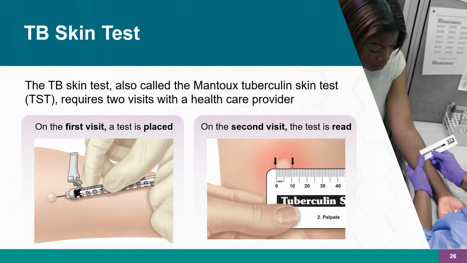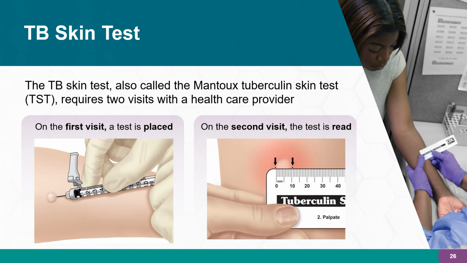This is how a skin test is administered and read. The image on the left shows a TB skin test being administered into a patient's arm. The image on the right shows the test being read by measuring the reaction at the test injection site. A skin test is not a vaccine for TB disease. A TB skin test requires 2 visits with a healthcare provider. On the first visit, the skin test is placed by injecting a small amount of fluid called tuberculin into the skin on the lower part of the arm. The skin will react if there are TB germs in the body.